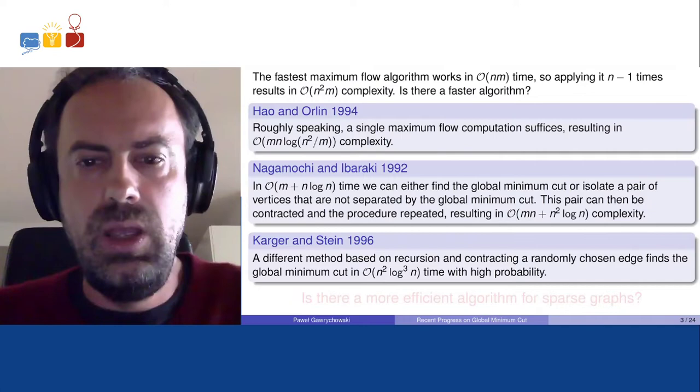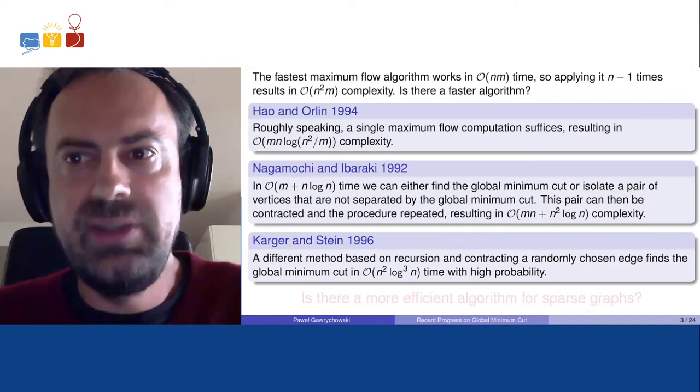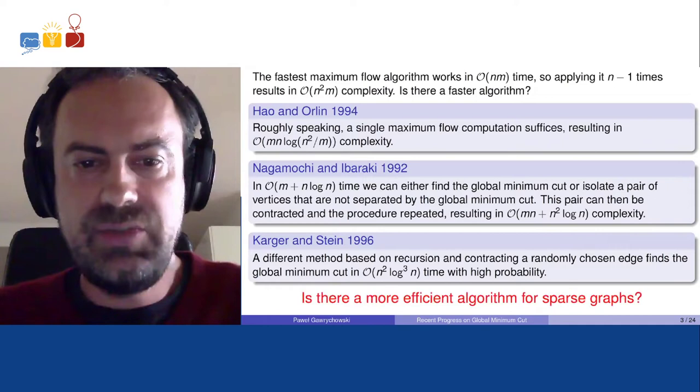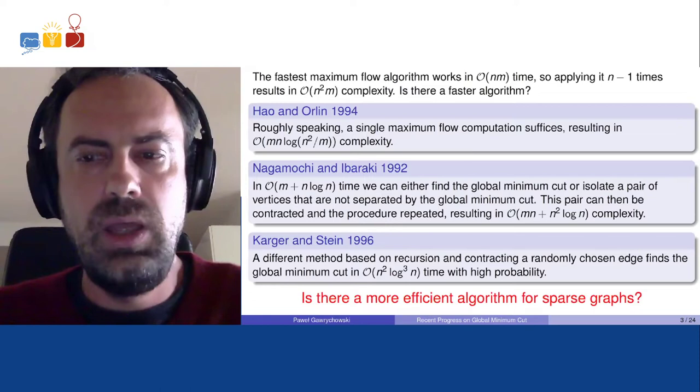So the original algorithm by Karger was like N squared times M, and then there was an improvement. It's a bit more technical, but they were able to solve this problem in N squared times a few logs with high probability. So it's a randomized sample. Okay, that's great if the graph is dense, that's close to optimal. But what if your graph is sparse? So what's the best you can hope for sparse graphs?